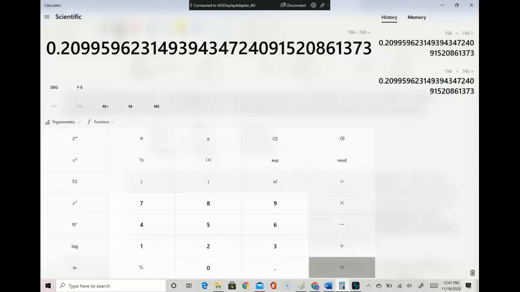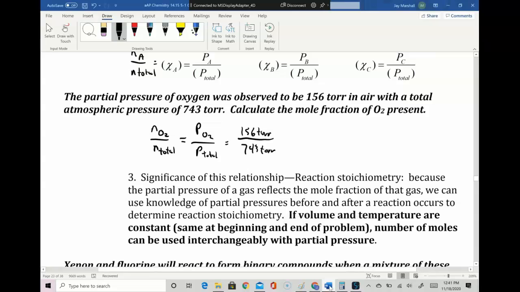So 0.209. So the mole fraction is 0.209. How does that jibe with what you know about the percentage of oxygen in the atmosphere? What do you know that the percentage of oxygen in the atmosphere is? You should all know this. Is it like 21%? It's about 20%. Okay, 20 or 21 is a good general number. So that fraction is a correct fraction.